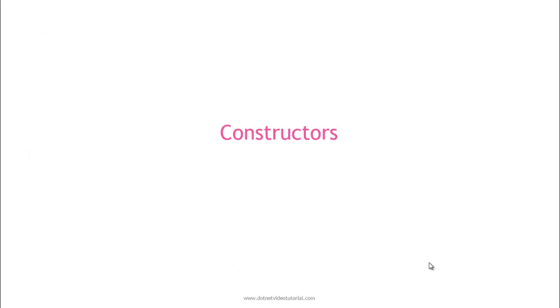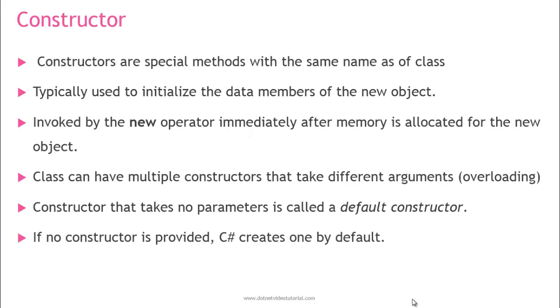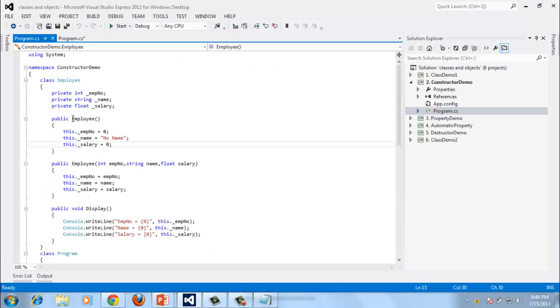So now, having basic understanding about classes, it's right time to understand constructors. These are some important points about constructors that we should understand. Constructors are special methods with same name as of class, typically used to initialize data members of the new object. In this example, you can see that we have two constructors.